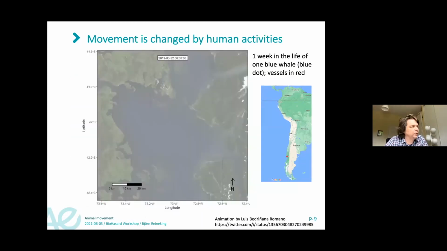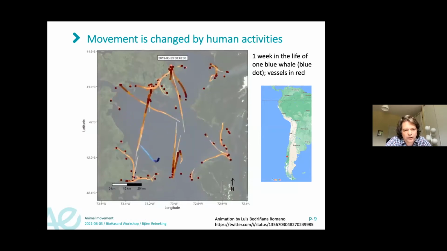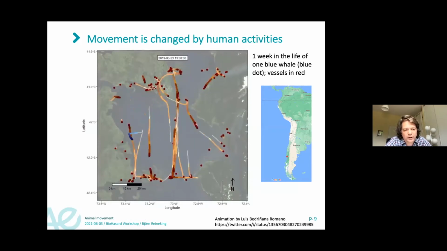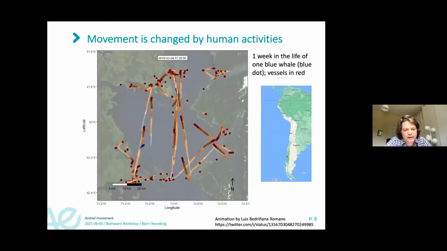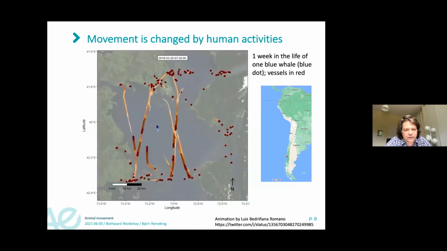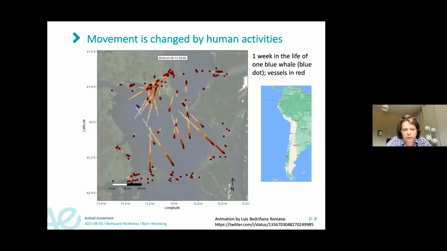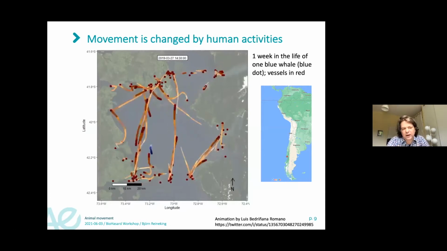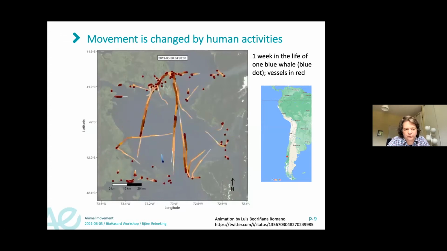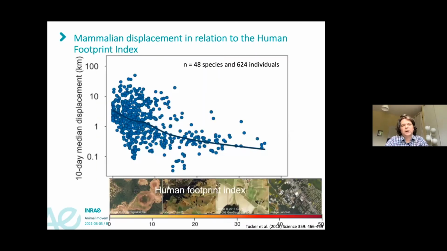It's something I'd like to illustrate with this little figure, showing as a blue dot the blue whale, which we follow over 1 week in a basin in Chile, and in brown we see ships. And it seems that on several occasions the animal changes its course in response to encounters with these ships. The way that animals react to a different environment brought about by humans has also been demonstrated at larger scales for terrestrial mammals.